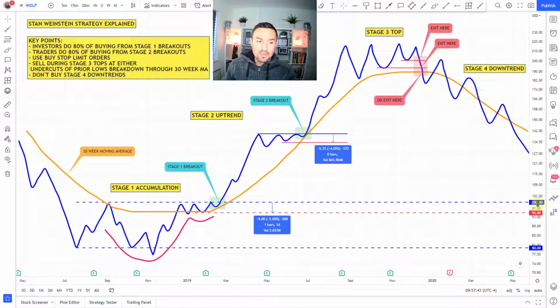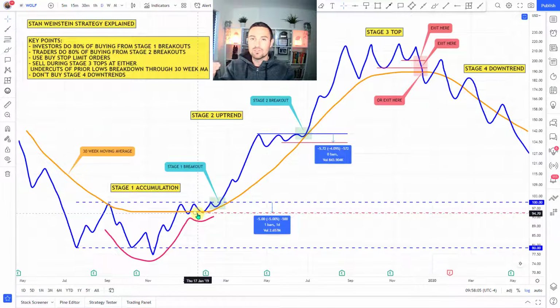So the next thing to think about is how do we control risk? The logical place for our stop loss could be underneath this second to last contraction, which ties in with being underneath the 30-week moving average. For the purpose of this, let's imagine that's $95. So if we're buying at 100, we're going to talk about the order in a second, our stop loss is then going to be placed at $95.